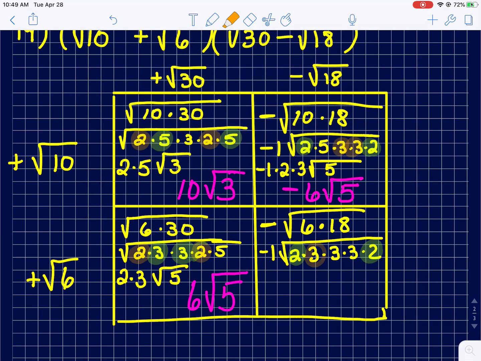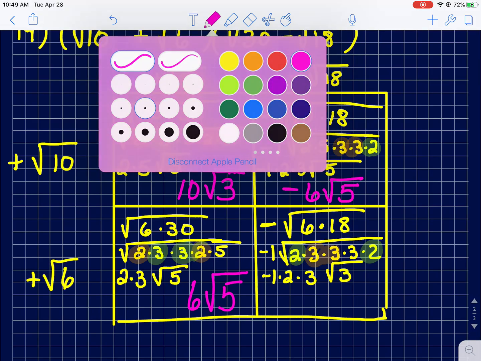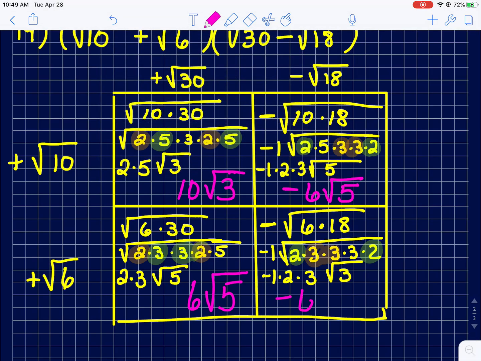And I have a pair of 3s. And that makes a -1 times 2 times 3. Left behind is a 3. So my final answer here is going to be -6 root 3.